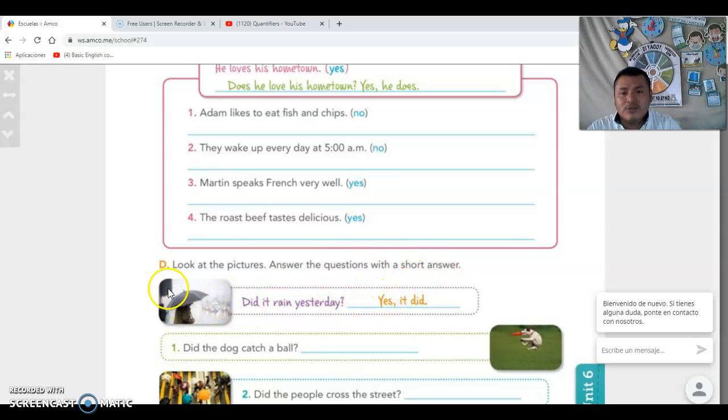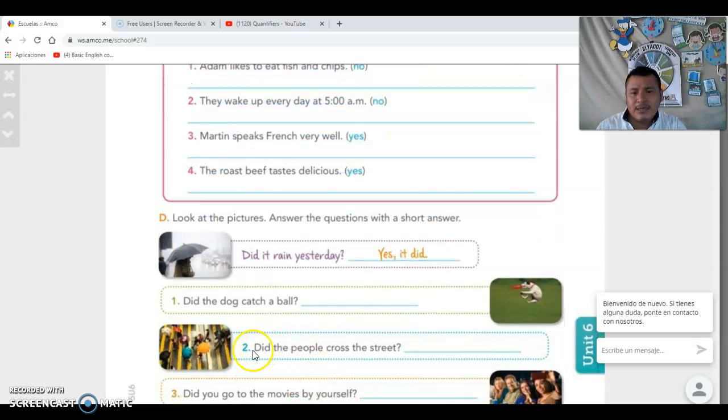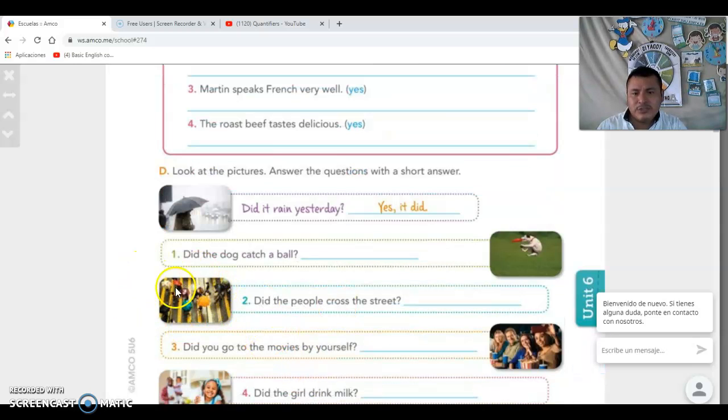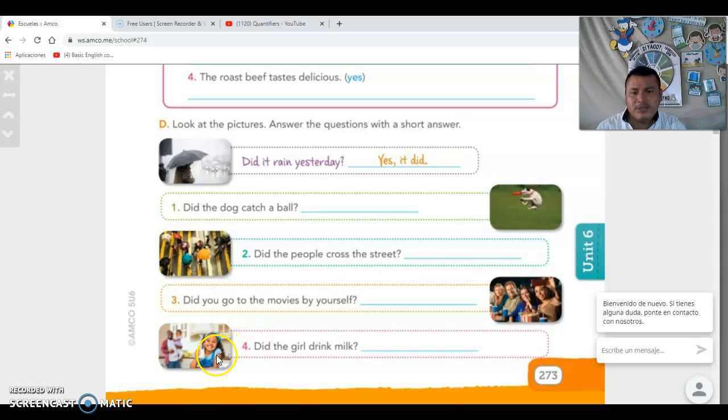Did it rain yesterday? See, it rained yesterday. Yes, it did, because you see the picture. And then what is the dog doing? Did the dog catch a ball? No, he didn't. So you need to answer. Okay. And then number 2, you need to see the picture. Number 3, you need to see the picture. Number 4 too. And you need to give a short answer, please. And then that's all you need to do, guys.